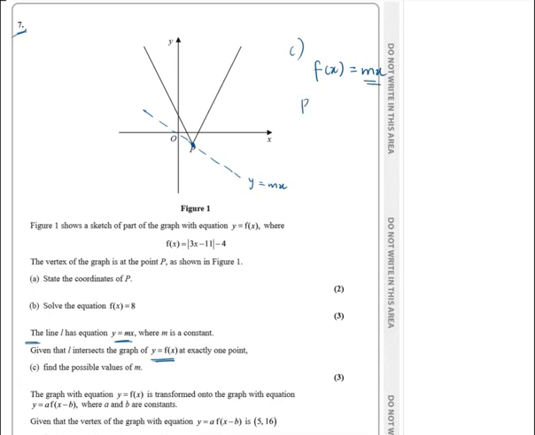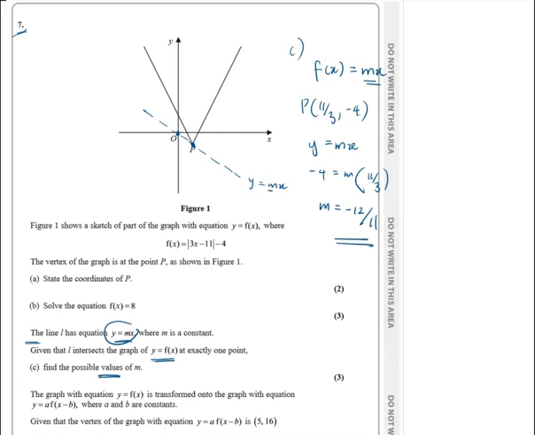And what's the point P? We know the point P is (11/3, -4). That means (11/3, -4) should lie on the line y is equal to mx. So negative 4 equals m times 11 over 3. That means m is going to be negative 12 over 11. This is the first possible value of m, but they say the possible values of m. You see that this line, y is equal to mx, is fixed at the origin.